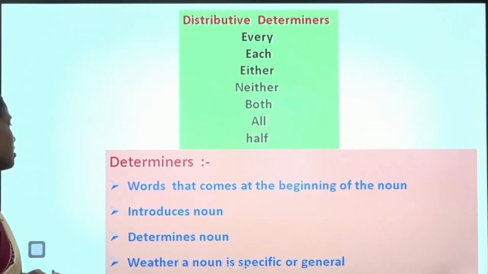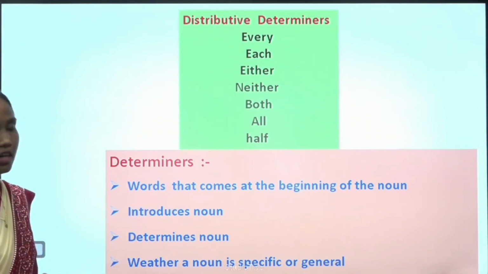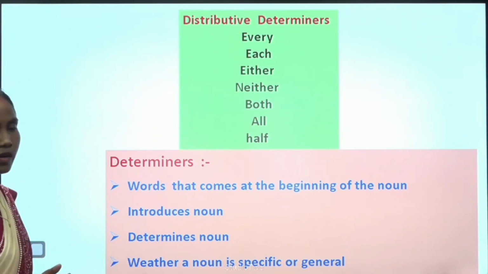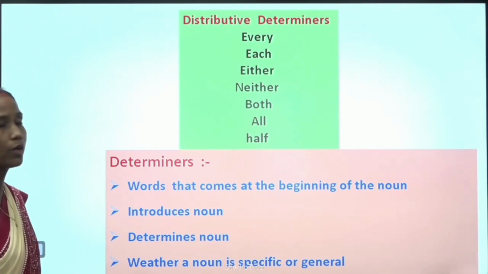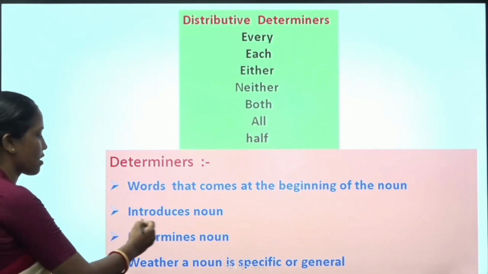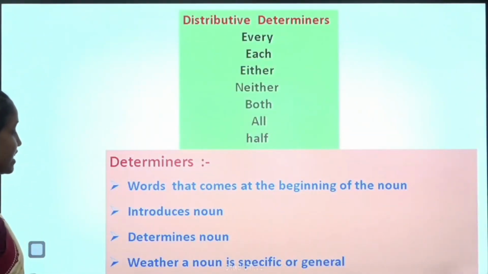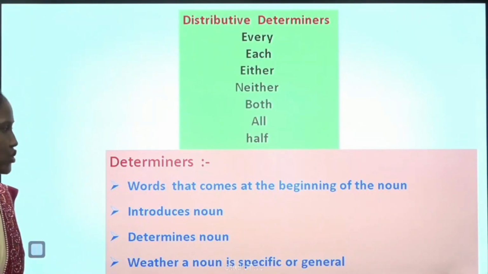Determiners are the words that come at the beginning of the noun. Yes, these are the main points, you can write it down. Words that come at the beginning of the noun. Determiners introduce the noun, then they determine the noun, and they indicate whether a noun is specific or general.